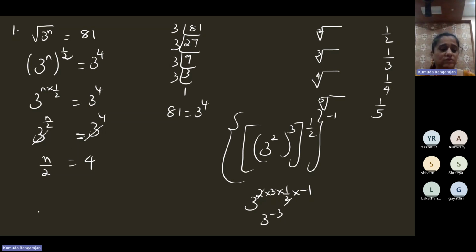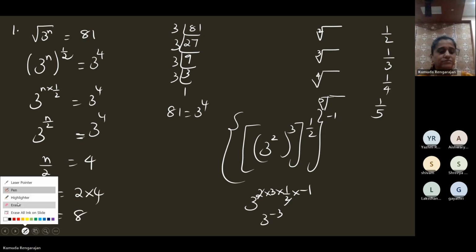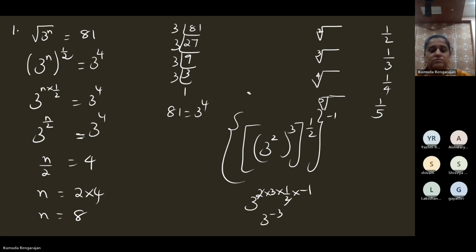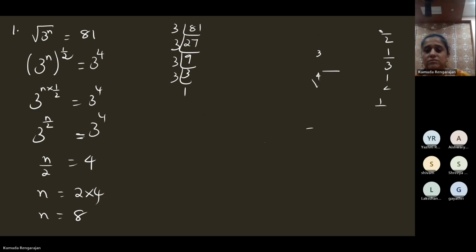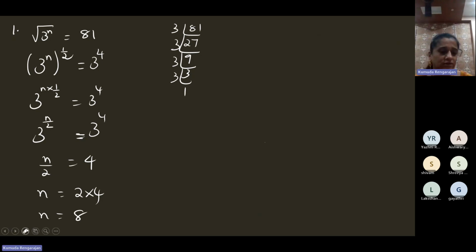So n by 2 is equal to 4. N is equal to 4 into 2, 8. Cross multiply, 2 into 4, n is equal to 8. Okay, so this is one way. You can also do it like this.